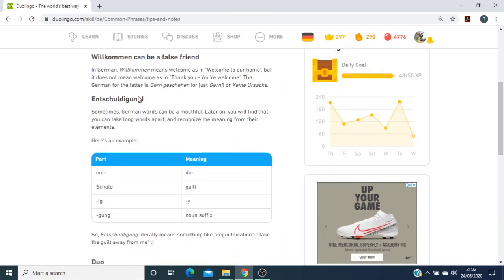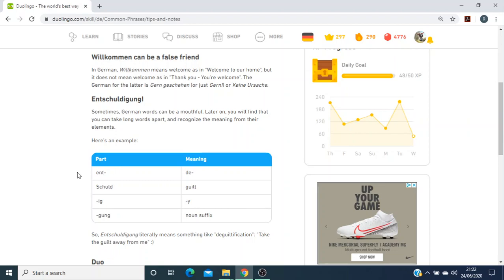So Entschuldigung basically means like excuse me or sorry, but here's how it's formed. Ent is de, Schuld is guilt, ig, and gung, noun suffix. So Entschuldigung literally means something like deguiltification. Take the guilt away from me.